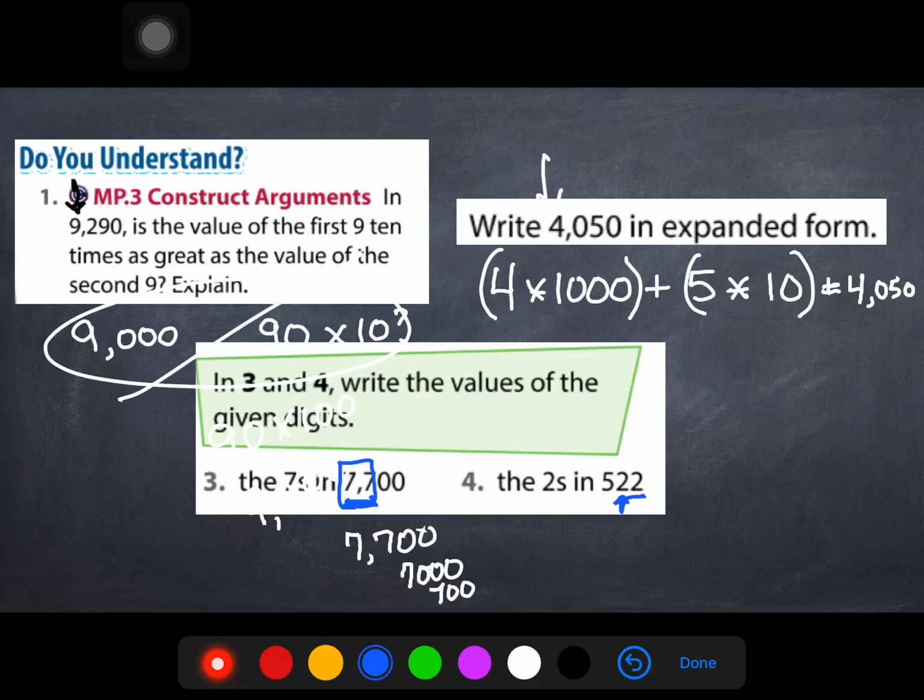And my 2 2s are right here. They are next to each other. This 2 would be 10 times as great as the 2 in the ones place. I have one that is equal to 20 and one that is equal to 2. And what is 2 times 10? That's right, it's 20.